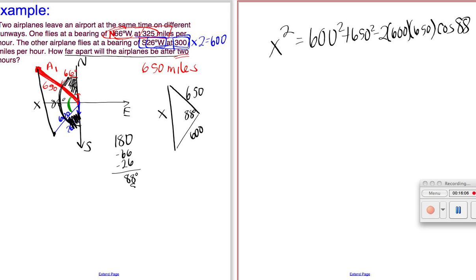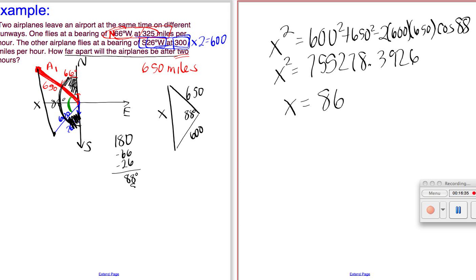Punching that into my calculator will give me the exact answer for x squared. And for x squared, I get 755,278.3926. Since this is an application question, I typically will get a decimal answer in the end. So I'm going to take the square root of that answer, and I'm going to get x equals 869. And that's, of course, in miles.